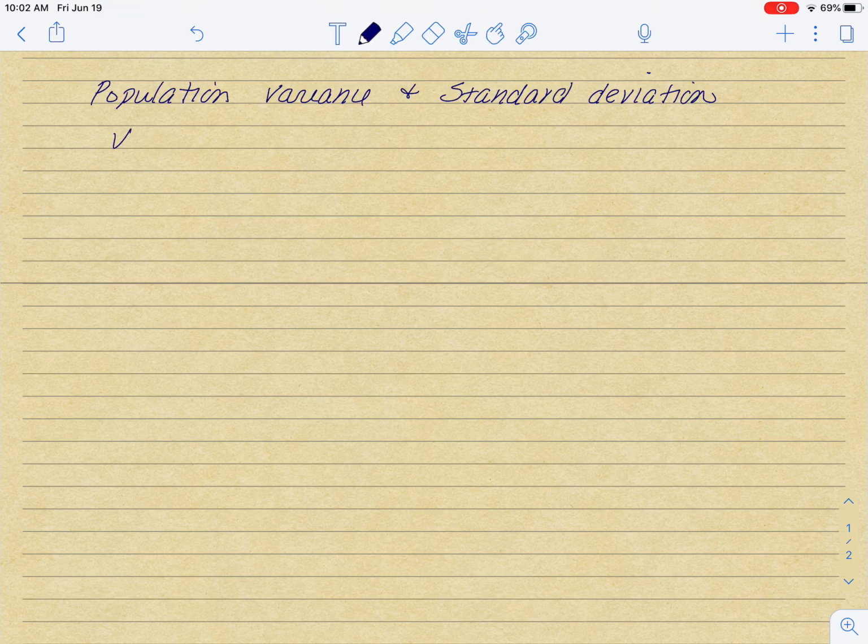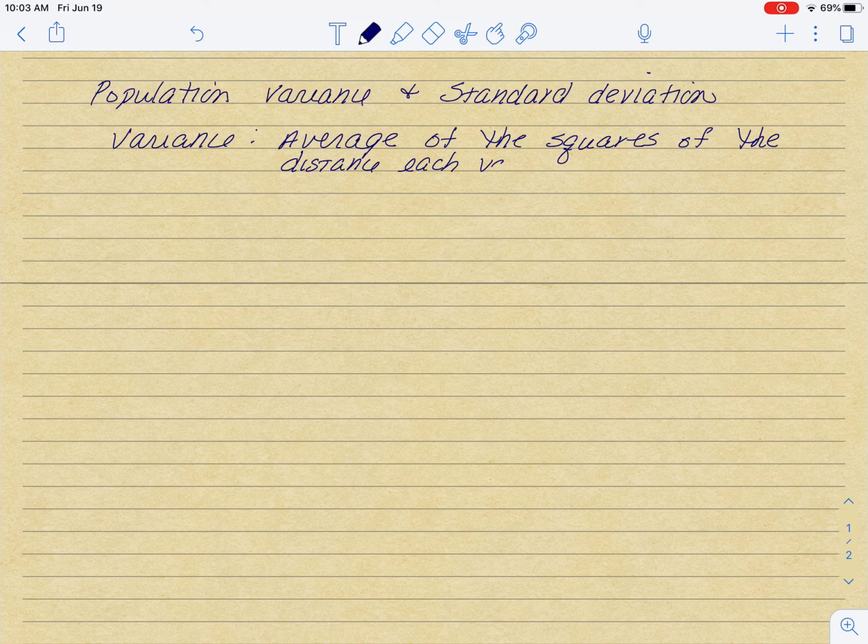So variance is what we call the average of the squares of the distance each value of the data is from the mean.